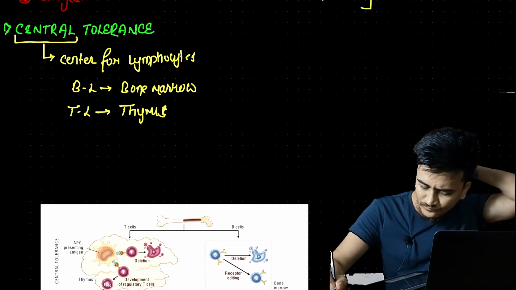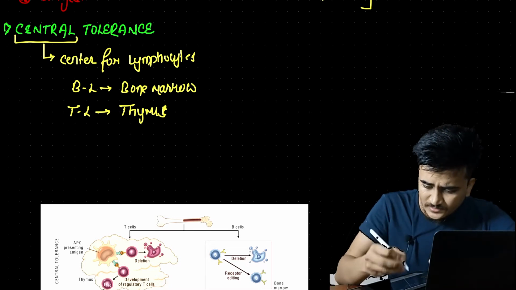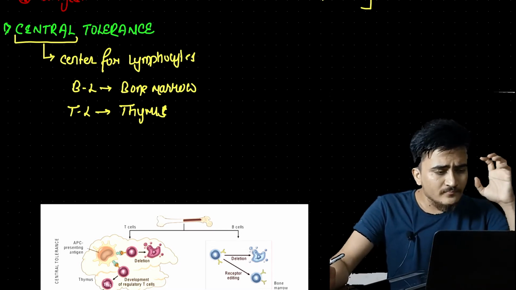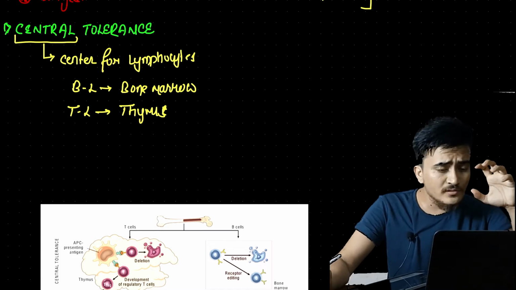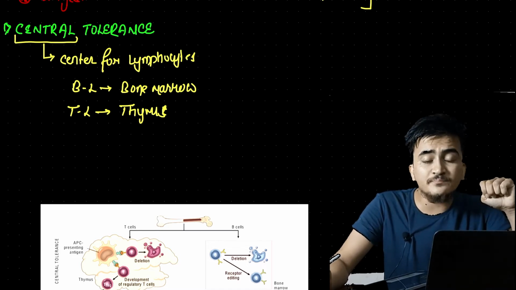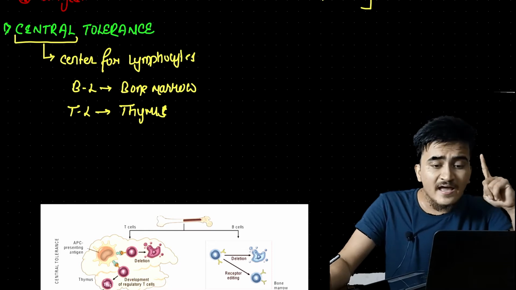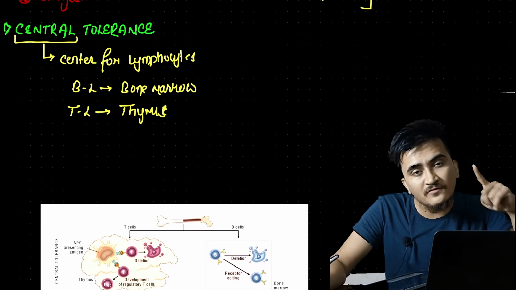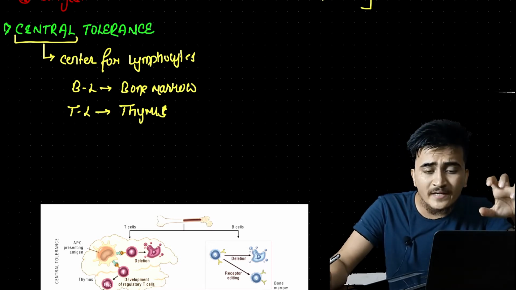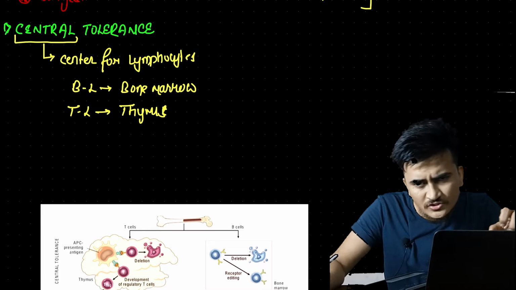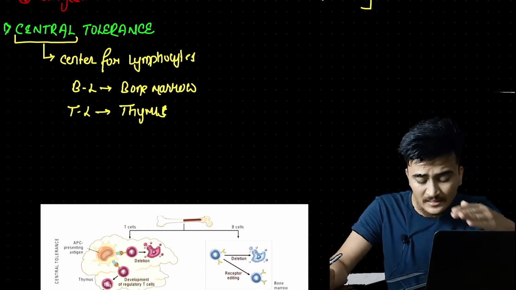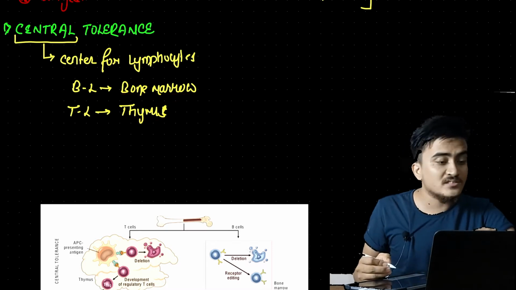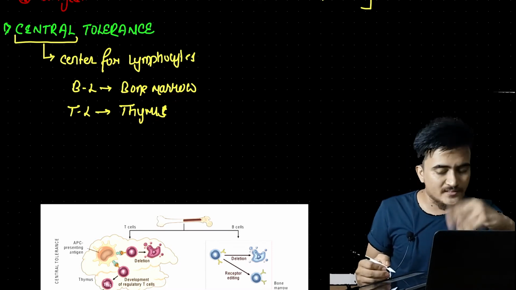Central tolerance means we don't want the presence of any self-reacting antigen or self-reacting T and B cell in central lymphoid organs. That means we don't want any self-reacting antigen, T cell or B cell in bone marrow and thymus, the central regions for lymphocytes.